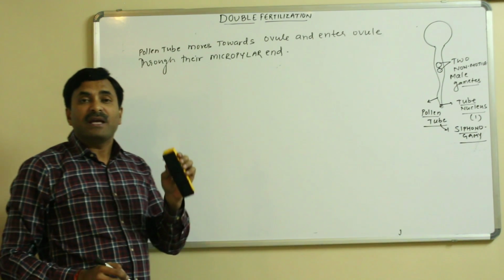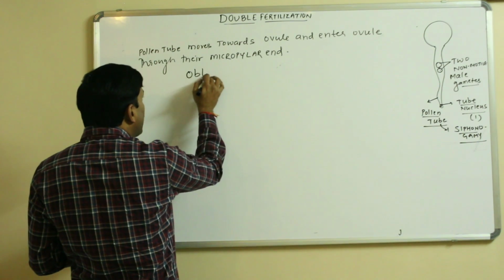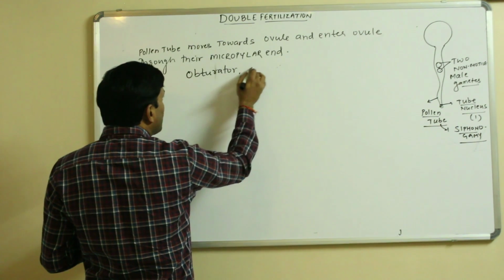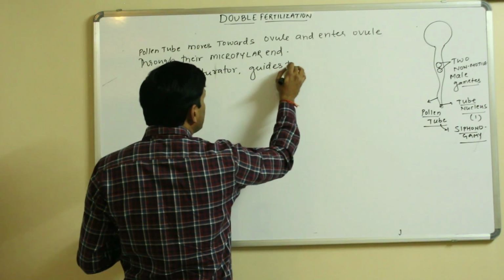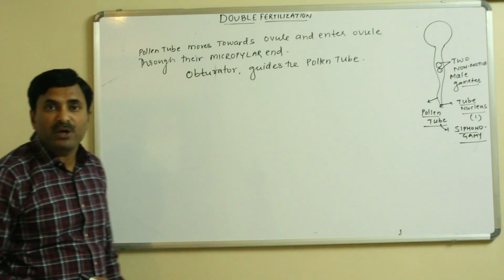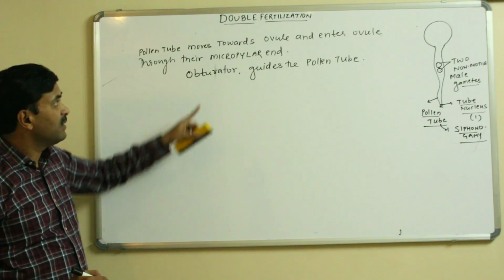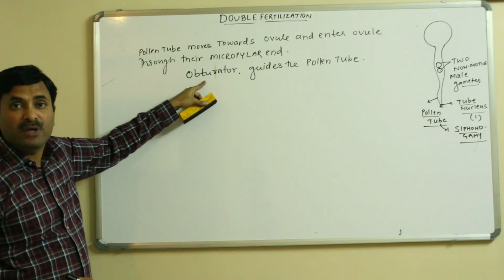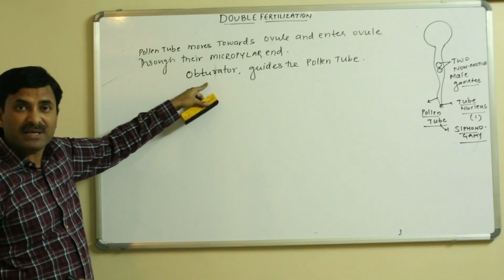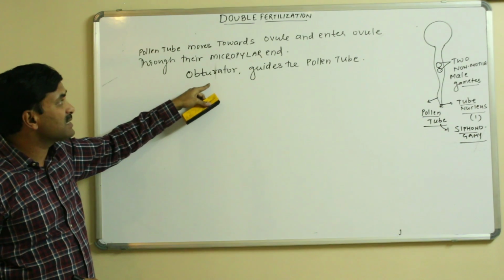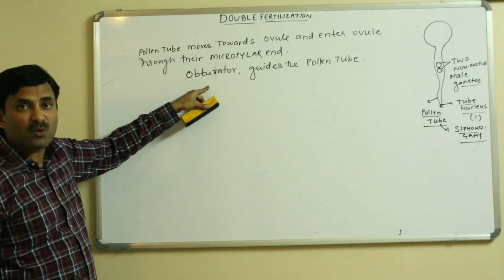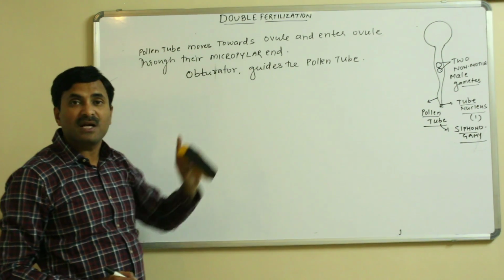There is an ovular structure known as the obturator, which guides the pollen tube so that the pollen tube enters into the ovule through the micropylar end. This obturator is an ovular structure made up by the funicle or the placenta. It releases certain chemical substances due to which the pollen tube is attracted towards the micropylar end and enters the ovule.